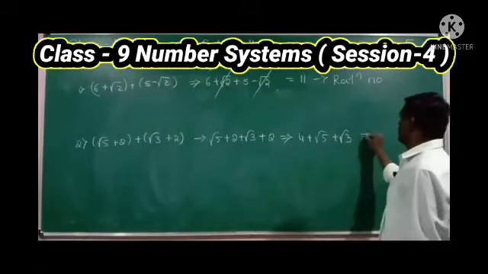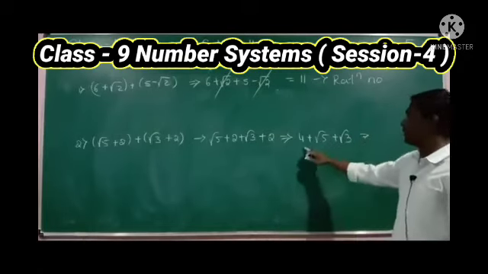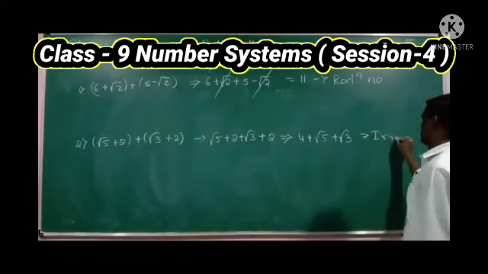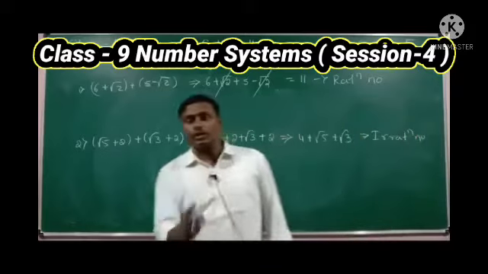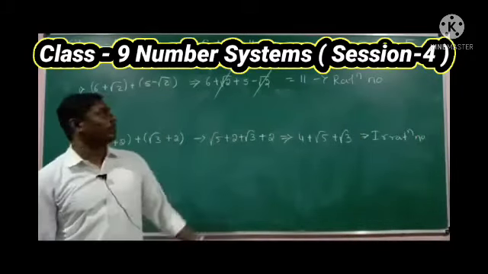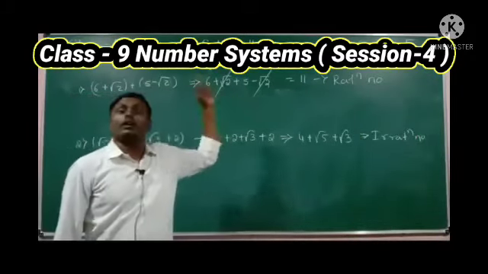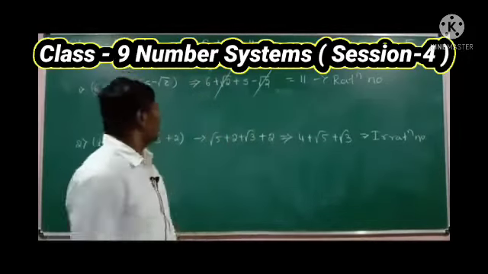Okay, so is this a rational number or an irrational number? Irrational number. It means the sum of any two irrational numbers may be a rational number or an irrational number. Okay, next one.